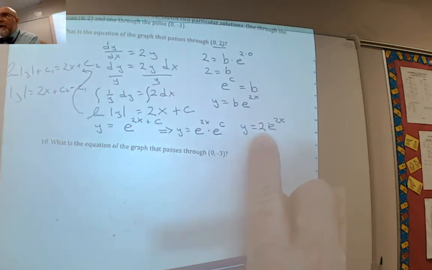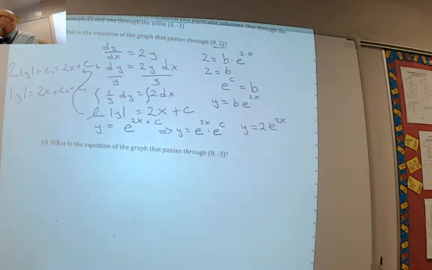If you get to here, you have a total of 9 points. Yes, ma'am. So you don't plug the 2 into the c anymore. It's just 2 is b. Because you know how e to the c... Correct. So it means e to some power gives me 2. Oh, okay. That makes sense.